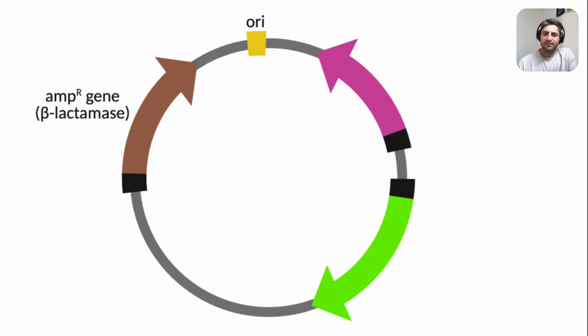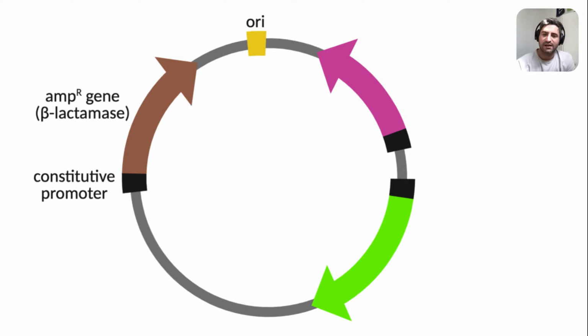The second gene that we see is added to the plasmid is called the AMPR gene, and that's the gene that codes for an enzyme called beta-lactamase, which is an enzyme that can break down certain antibiotics. And in our case, the antibiotic that we used was ampicillin. So beta-lactamase is going to break down the ampicillin.